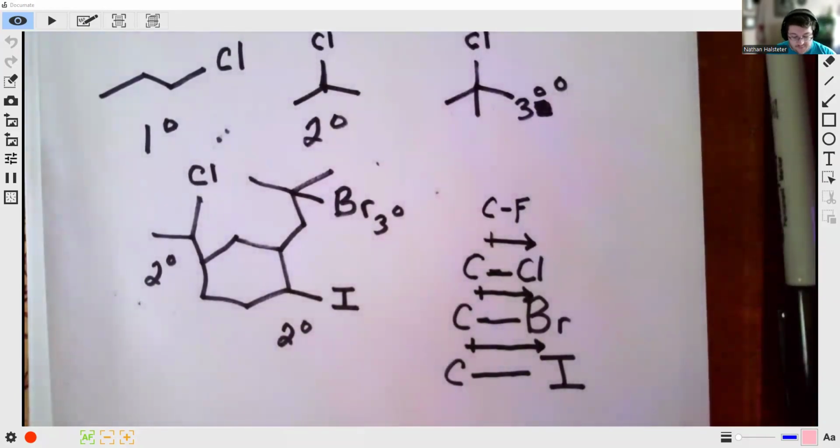Don't really care too much about boiling point or densities. Let's review how we can make these alkyl halides. Spend a little time on that.